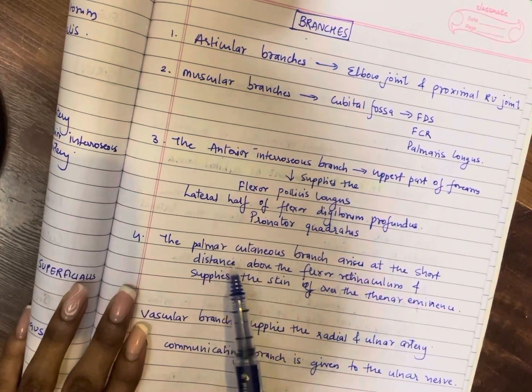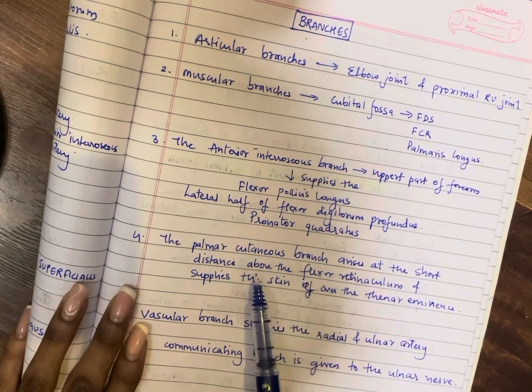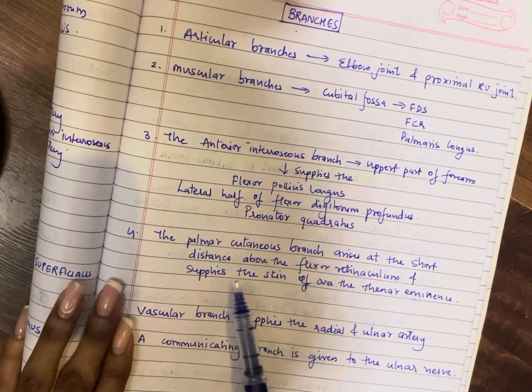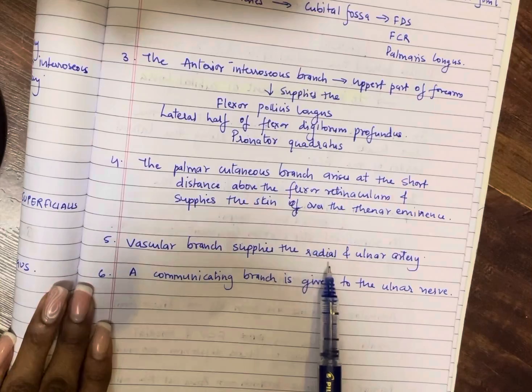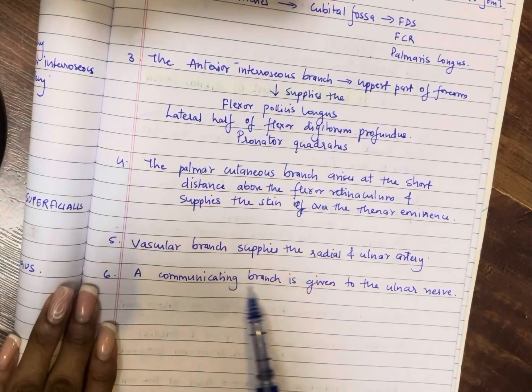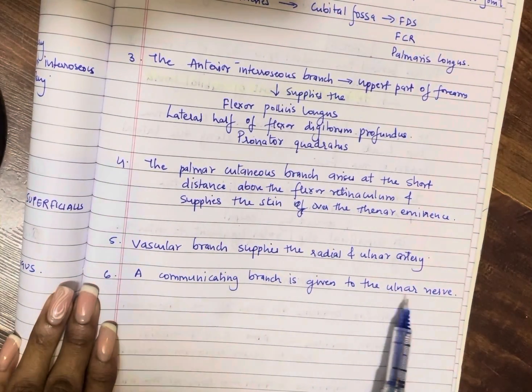The palmar cutaneous branch arises a short distance above the flexor retinaculum and supplies the skin over the thenar eminence. The vascular branch supplies the radial and ulnar artery, and a communicating branch is given to the ulnar nerve.